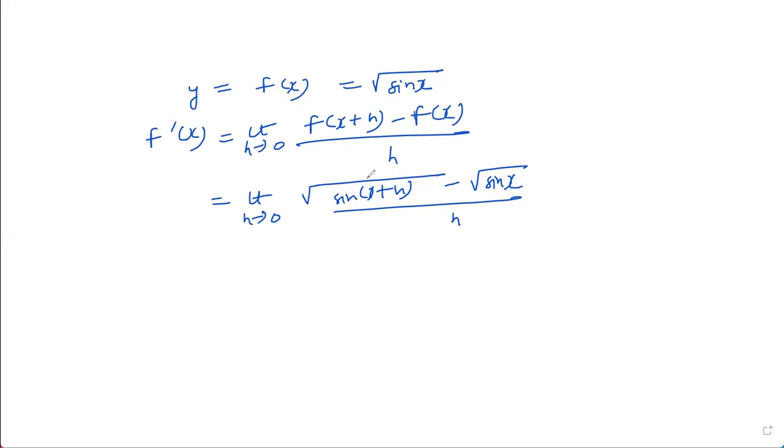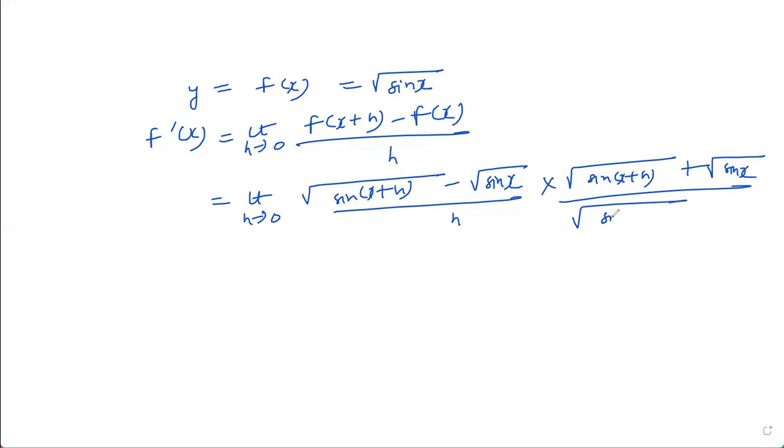Basically, I'm going to multiply the numerator with the same thing that I have, but I'll just change the sign so that I can use the formula of a minus b into a plus b, that is a square minus b square. So I'm going to multiply with square root of sine of x plus h plus square root of sine x, both to the numerator and denominator, and then let's see what we'll get after that. In the numerator, we are getting the formula of a minus b into a plus b, which we already know is a square minus b square.